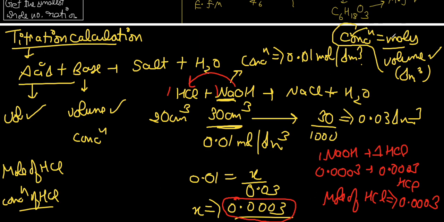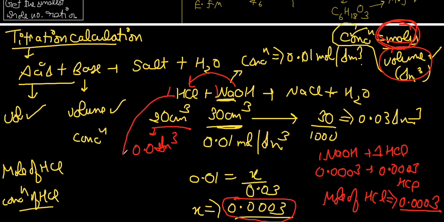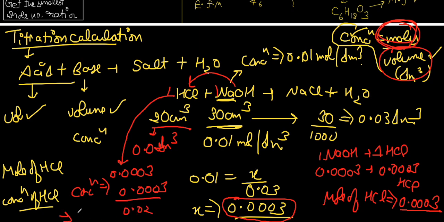So concentration is moles by volume. Moles, you know, and volume was already given. You'll have to convert this into dm cube, so 0.02 dm cube. And moles of HCl you have also found out, 0.0003. So we'll do concentration is equal to moles, which is 0.0003 by 0.02. This will give you the concentration of HCl.